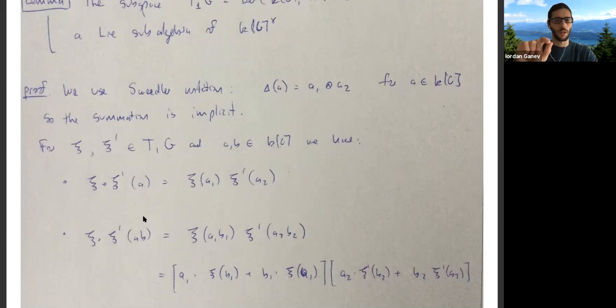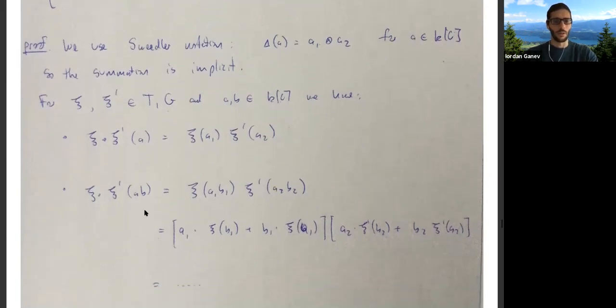Let's first compute what the product is of these two applied to a product of elements in Kg, and then we'll look at the difference between xi times xi prime and xi prime times xi. Okay, so this is just a computation here. So we know that, by the previous line, we get that this is as follows. A1, B1, because the coproduct is an algebra homomorphism. So we get xi of the product A1 and B1 and xi prime of the product A2 and B2.